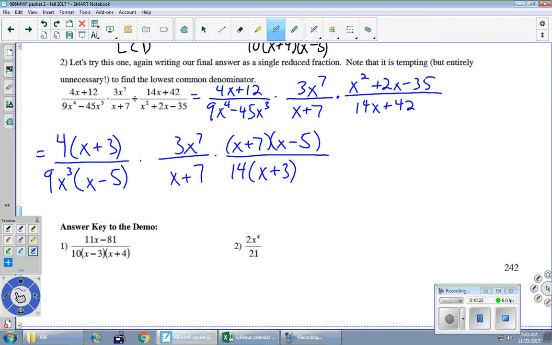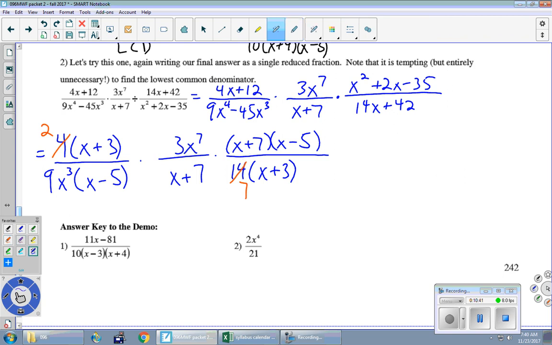So all I'm looking for right now is something on the top which reduces with something on the bottom. So for example, I see a 4 up here, and I ask myself, is there anything I can cancel with? Well, 4 does not cancel with the 9, but 4 partially cancels with the 14, so that's where I go first. Both of them are divisible by 2. So let's go ahead and get rid of that 2 in both of them. 2 there, 7 there.